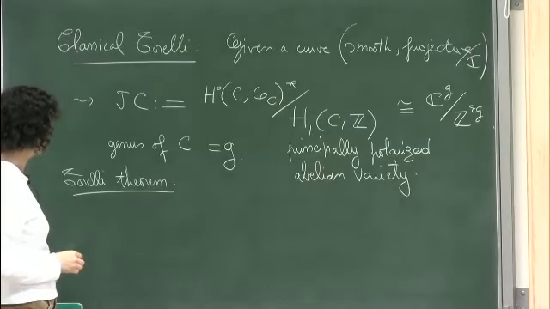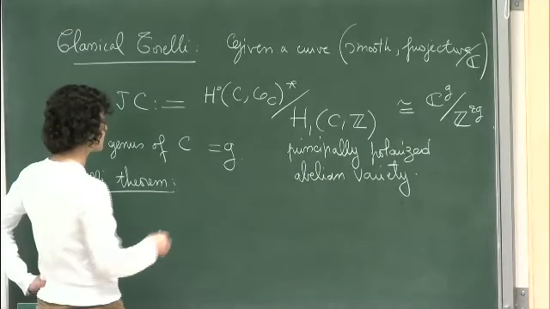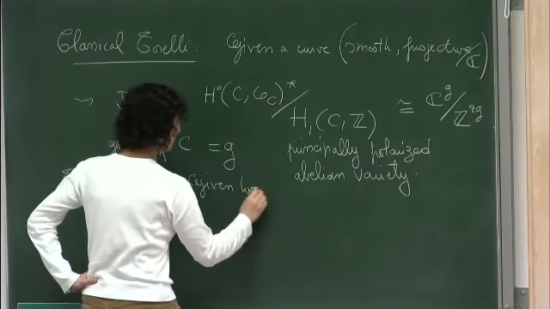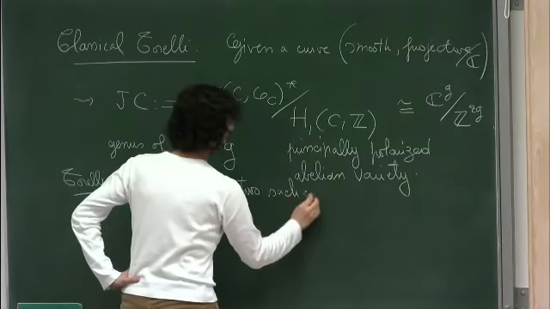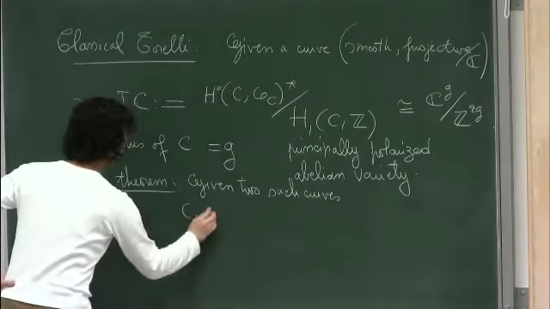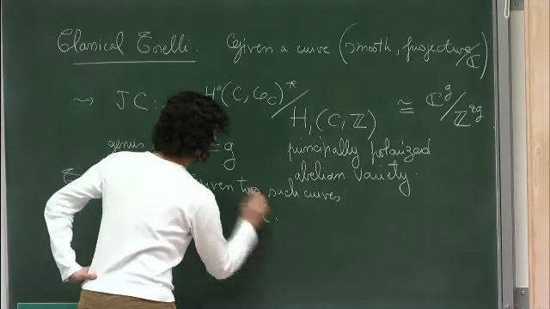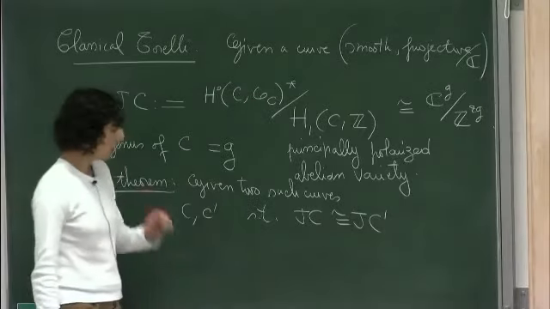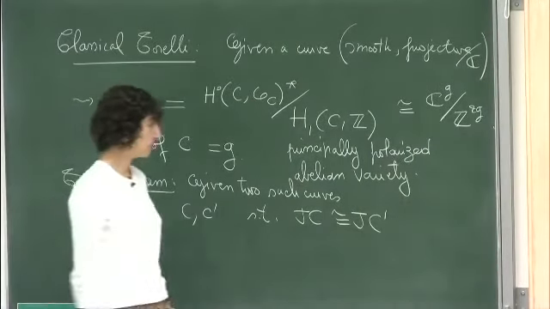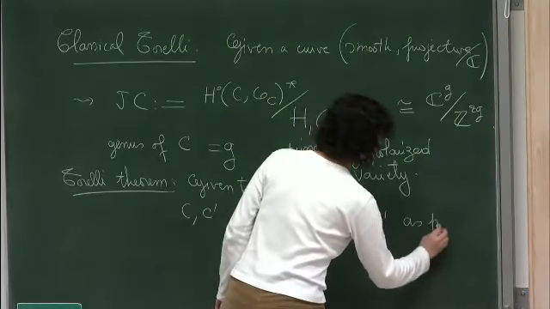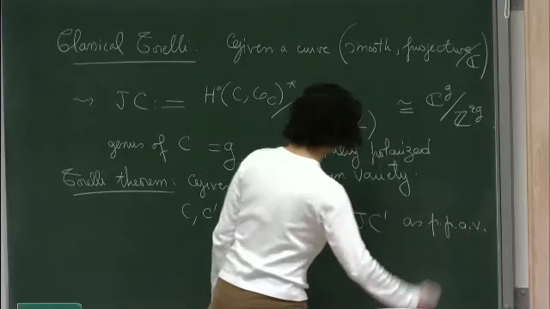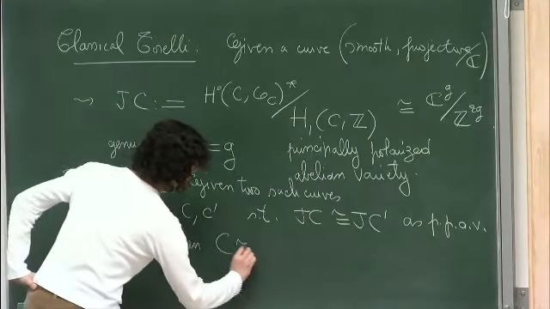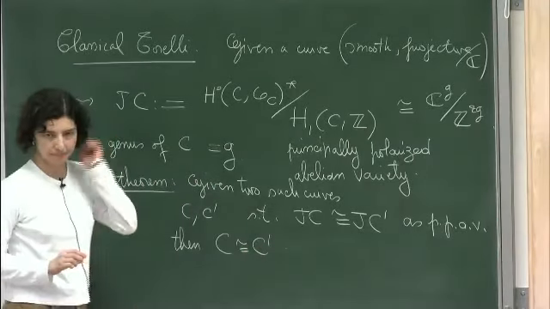Okay. And so what does the Torelli theorem tell you? It tells you that given two such curves, C and C prime, such that their Jacobians are isomorphic as principally polarized abelian varieties, then the curves themselves are actually isomorphic.